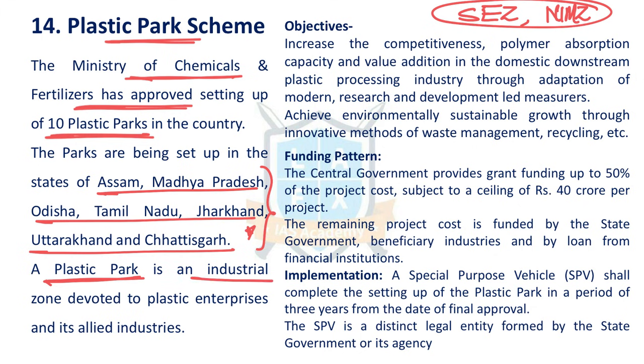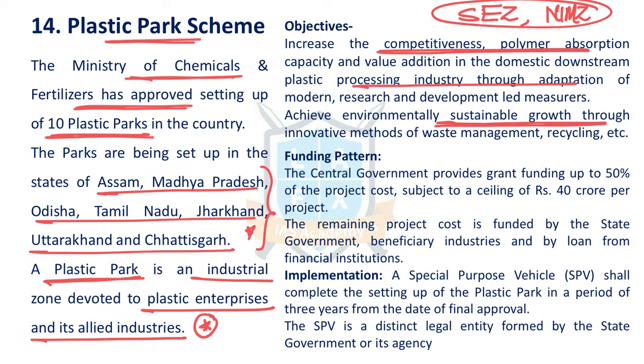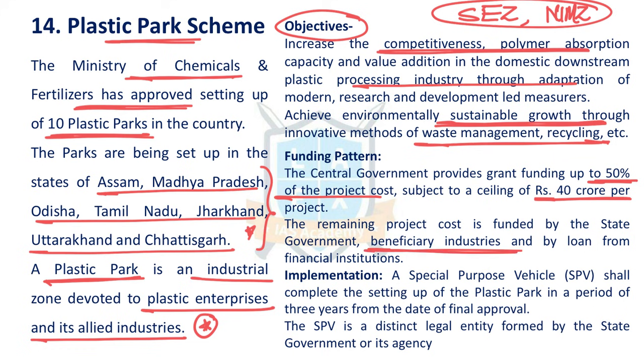Plastic Parks is an industrial zone devoted to plastic enterprises and its allied industries. The objective of this is to promote competitiveness. It promotes the cluster model. So the plastic processing industry is promoted, and sustainable use and growth of plastics, recycling and plastic waste management, these are all the objectives of the Plastic Park Scheme. Center would fund 50% of the project cost with a ceiling of 40 crore. The remaining would be paid by the states and the industries. Now implementation is through a special purpose vehicle.